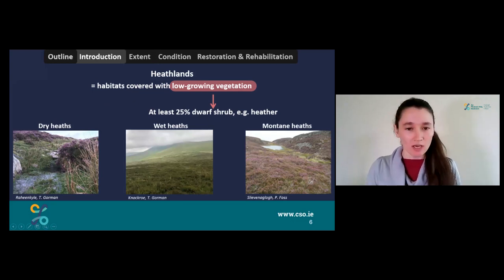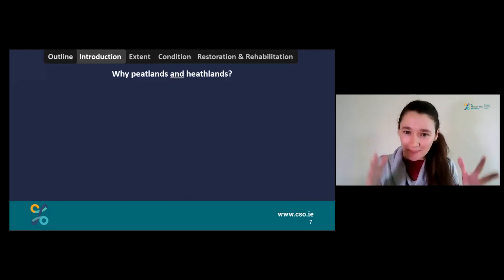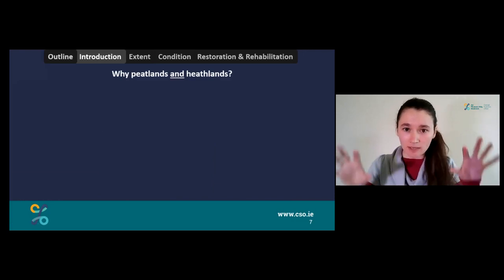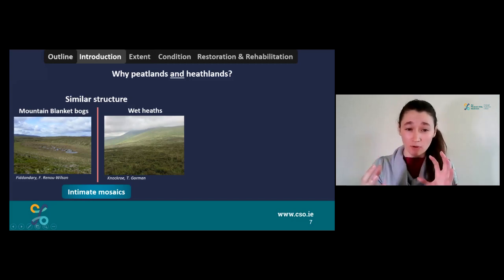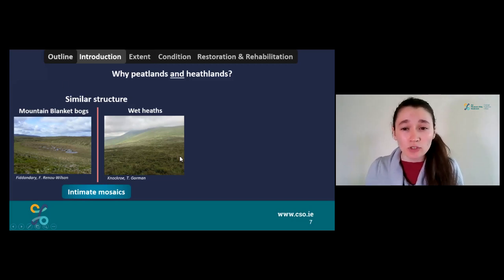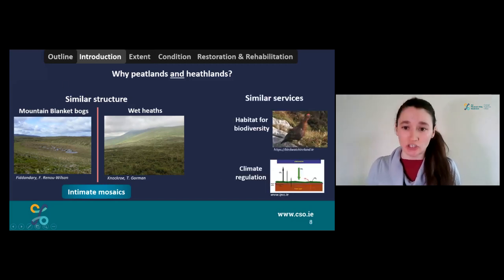Well, perfect. But why did we choose to report on peatlands and heathlands together and not separately? Well, because as you may have seen in all the pictures I showed you of peatlands and heathlands, both ecosystems are quite similar in terms of structure. They often form complex mosaics together, which makes them difficult to distinguish. This similarity of structure also reflects similarities of functions, because both ecosystems provide similar goods and services. For example, they are both habitats for biodiversity, and they both have a role in climate regulation.